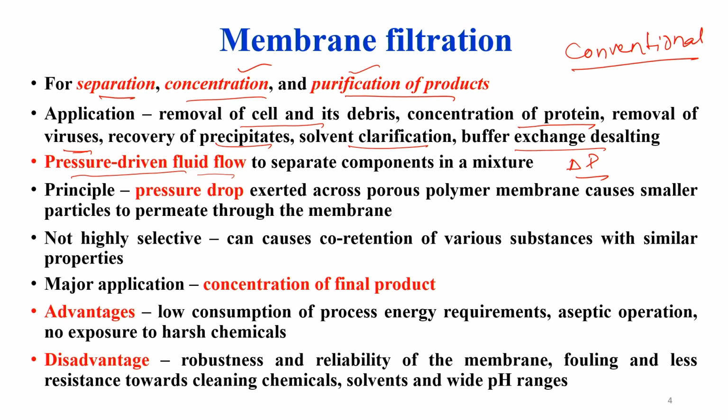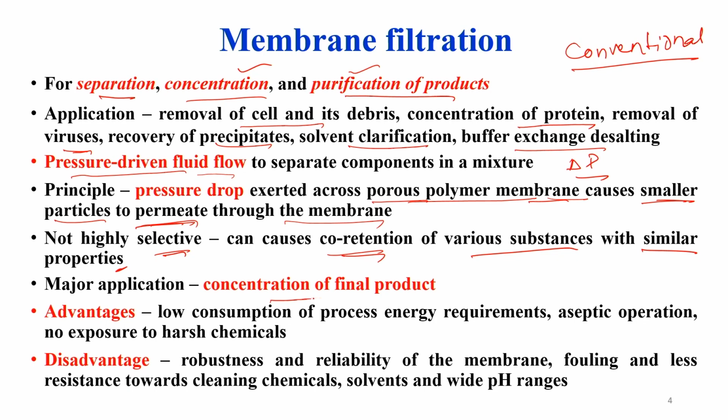What is the theory? The theory says the pressure drop exerted across the porous polymer membrane causes the smaller particles to permeate through the membrane. So, the smaller particles will pass through the membrane and the larger ones will be retained. In this way you separate based on size. However, it is not very selective because it is just based on size, so it can cause co-retention of various substances with similar properties, particularly similar size.